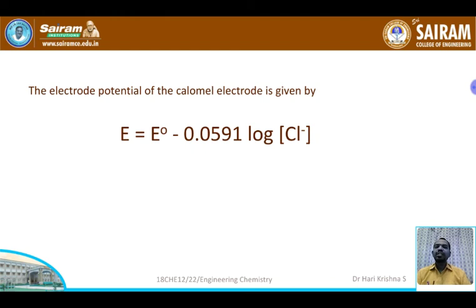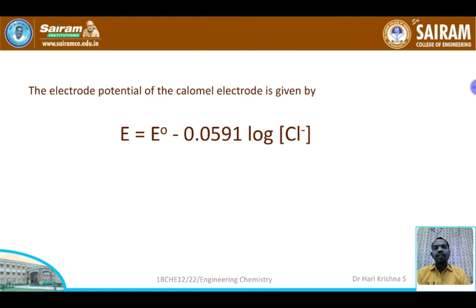The electrode potential of the Calomel electrode is given by E equals E naught minus 0.0591 log Cl minus. From the above equation, it is evident that the electrode potential of the Calomel electrode depends upon the concentration of Cl minus. As the concentration of Cl minus varies, the electrode potential also varies.